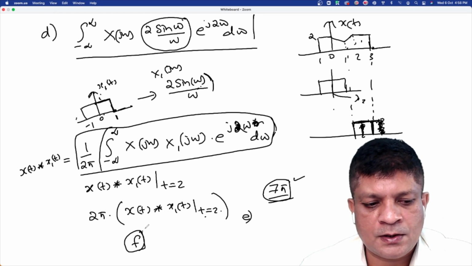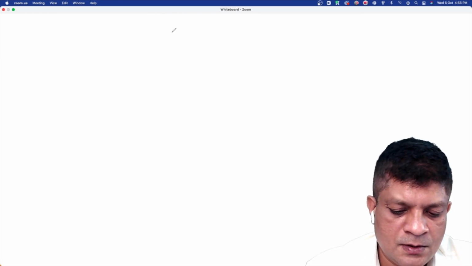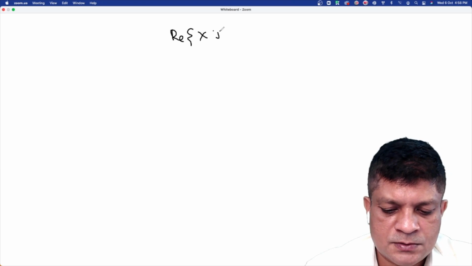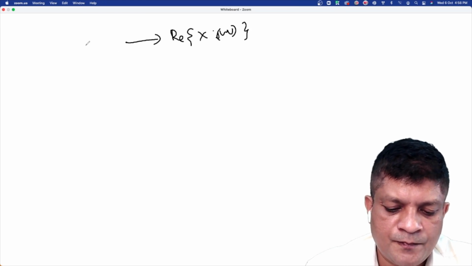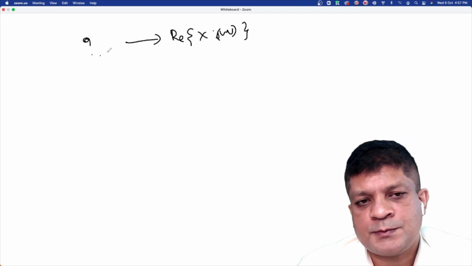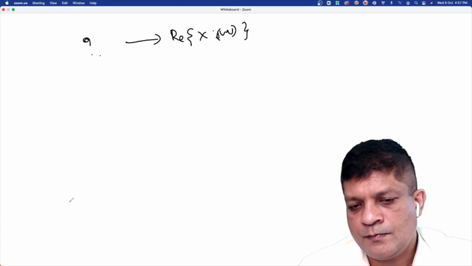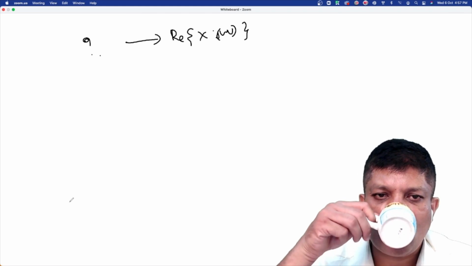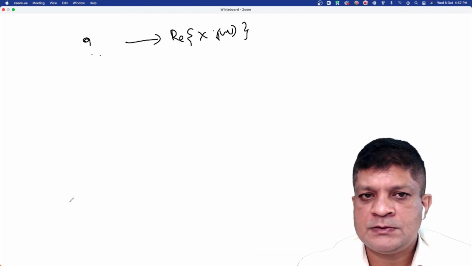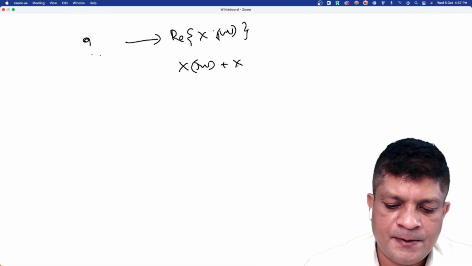Sketch the inverse Fourier transform of the real part of X(j omega). Okay, let me take a new page. What is the corresponding signal? Can you use some property here? What is the real part of X(j omega)? Is it X(j omega) plus X*(j omega) by 2?